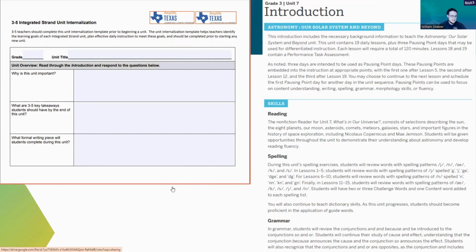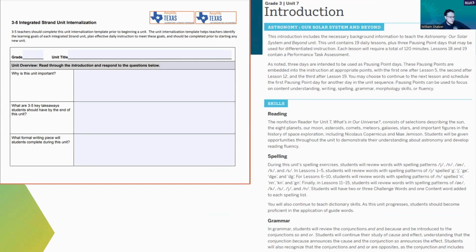Now, going from there, we're going to look at the actual unit internalization document. And you've probably seen this document before. Maybe you use it in your PLCs. And this is provided from TEA. And it was created by TEA in conjunction with Amplify. And we're going to focus on these first 3 questions here.